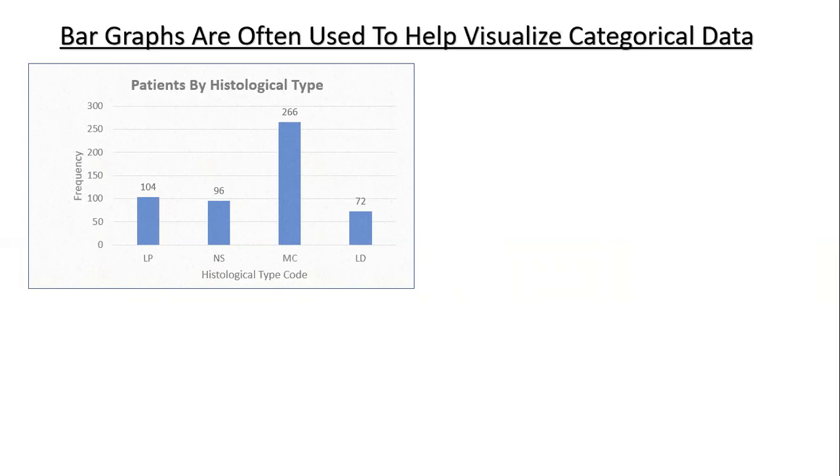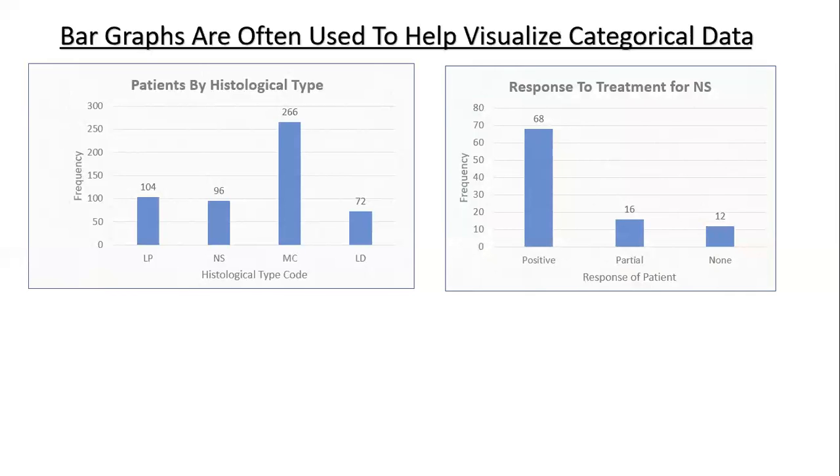So the height of the bar will tell us how many of the cases fell into each one of the categories. And we can see very clearly from this visualization that by far the most common histological type was the MC type with 266 individuals. We can also see at a glance what the least common type was, LD with 72. Now, as another example, suppose we wanted to break down those 96 patients who had the NS code according to their responses to treatment. We can make another bar graph.